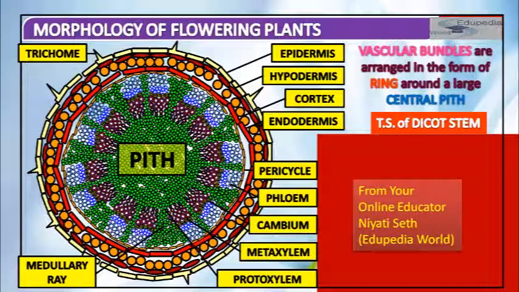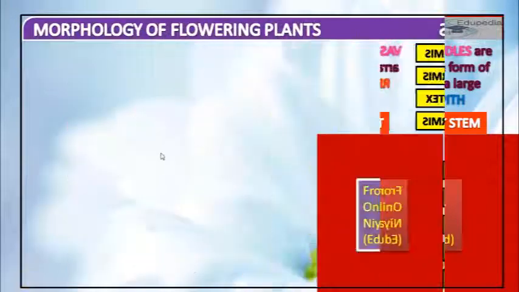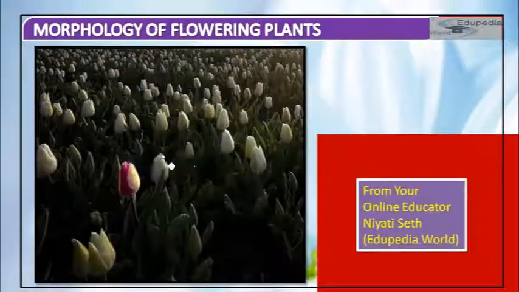Okay, can you see? Yes. The vascular bundle means xylem and phloem. To be more precise, metaxylem, protoxylem and phloem. These are the vascular bundles which are arranged in the form of a ring. Yes, it is arranged in the form of a ring separated by medullary rays around a central part which we call pith. So this was all about the dicotyledonous stem.